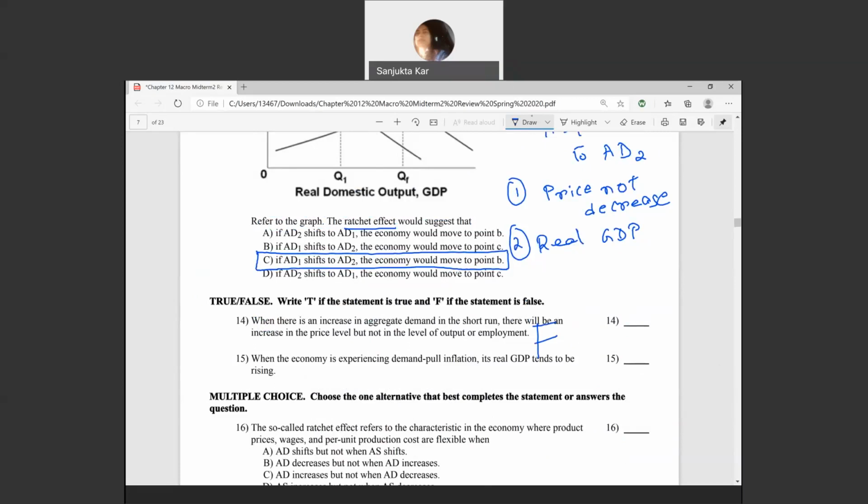Question 15. When the economy is experiencing demand-pull inflation, its real gross domestic product tends to be rising. This is true. Yes, that means this one here is the aggregate demand, and this one's the aggregate supply. If the aggregate demand shifts to the right, from the horizontal axis, real gross domestic product will go up.